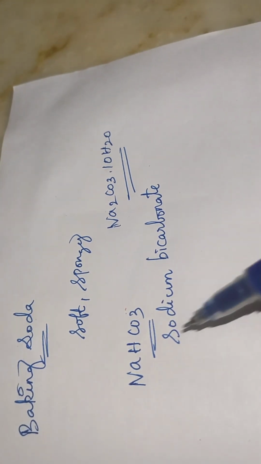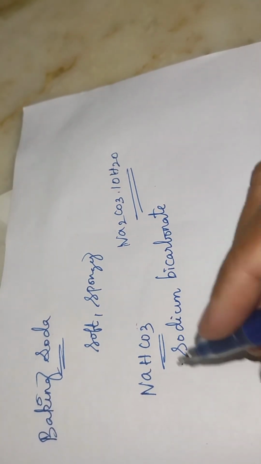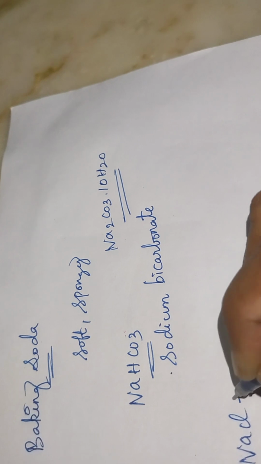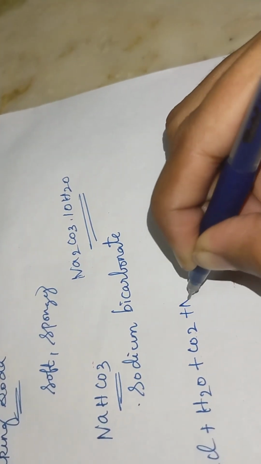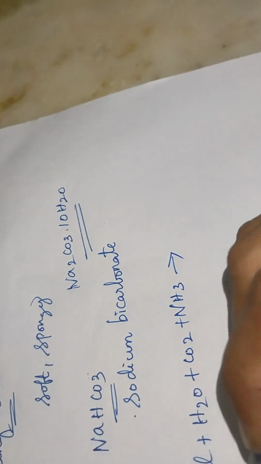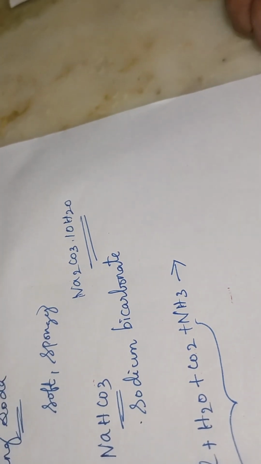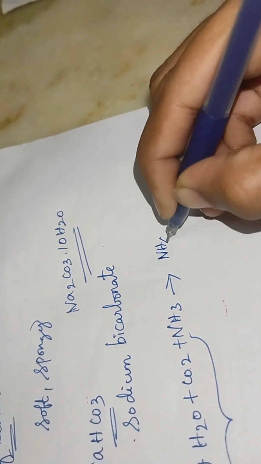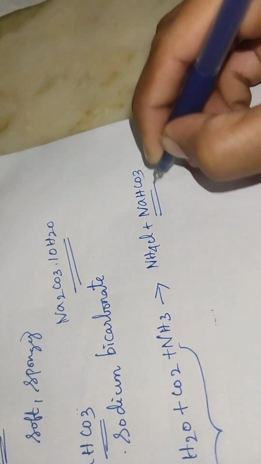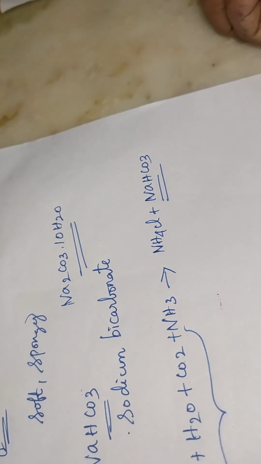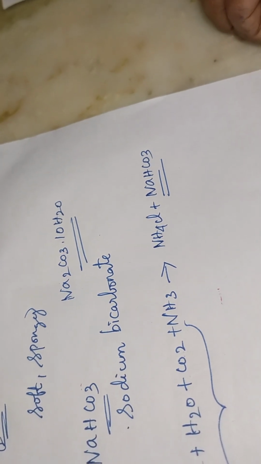Now we will see the preparation of sodium bicarbonate. For that, sodium chloride salt is used plus water plus carbon dioxide plus ammonia. When these reactants react with each other, ammonium chloride and sodium bicarbonate are obtained. This is basically used in the kitchen to make food soft and spongy.